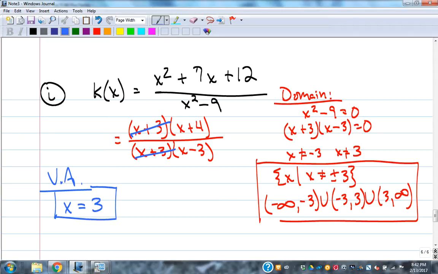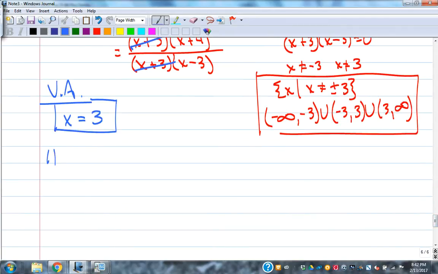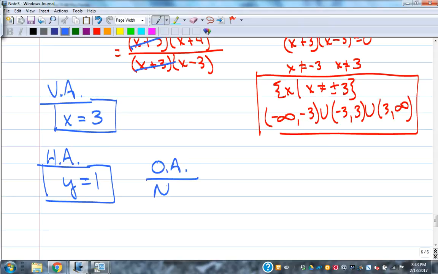Why? Yeah, the degrees match, right? So it's leading coefficient, 1 over 1. So the horizontal asymptote is y equals 1. Horizontal asymptotes are always going to be y equals whatever number. When the degrees are the same, it's the ratio. If the degree of the top is smaller, it's 0. And then that means oblique, there aren't any. Can't be. There's horizontals, there can't be obliques.